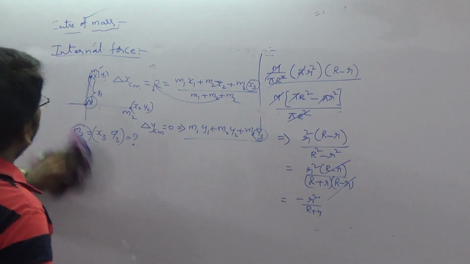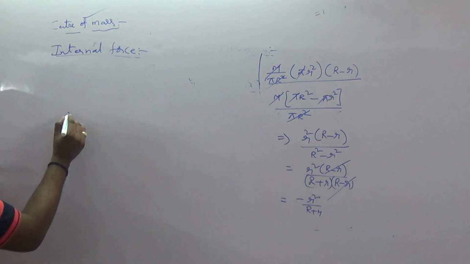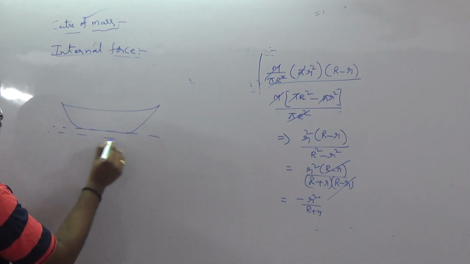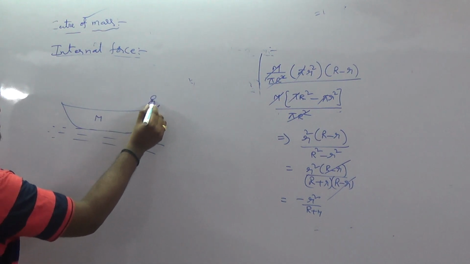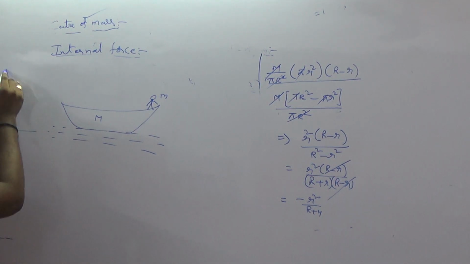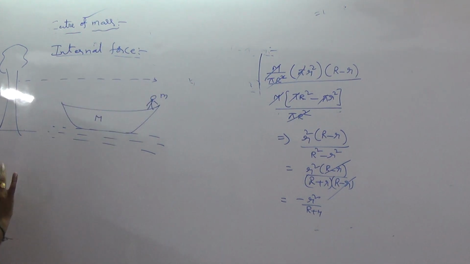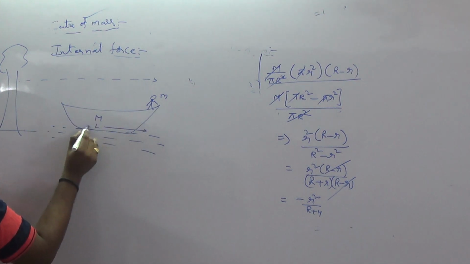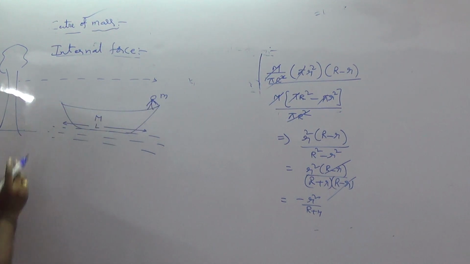And one more problem: boat and boy, or boat and dog. Just a boat is floating on the water of mass capital M. A boy of mass small m is at one end of the boat. From the shore, the boat is at a certain distance. For example, the length of the boat I'm taking as capital L. For example, the boy walking from this end to this end.